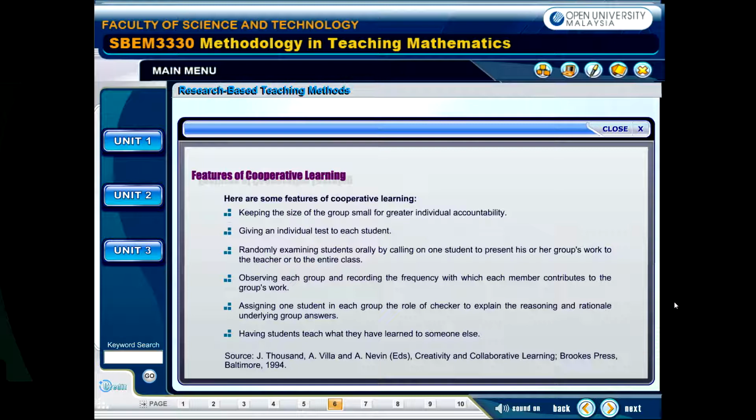Keeping the size of the group small for greater individual accountability. Giving an individual test to each student. Randomly examining students orally by calling on one student to present his or her group's work to the teacher or to the entire class. Observing each group and recording the frequency with which each member contributes to the group's work. Assigning one student in each group the role of checker to explain the reasoning and rationale underlying group answers. Having students teach what they have learned to someone else.